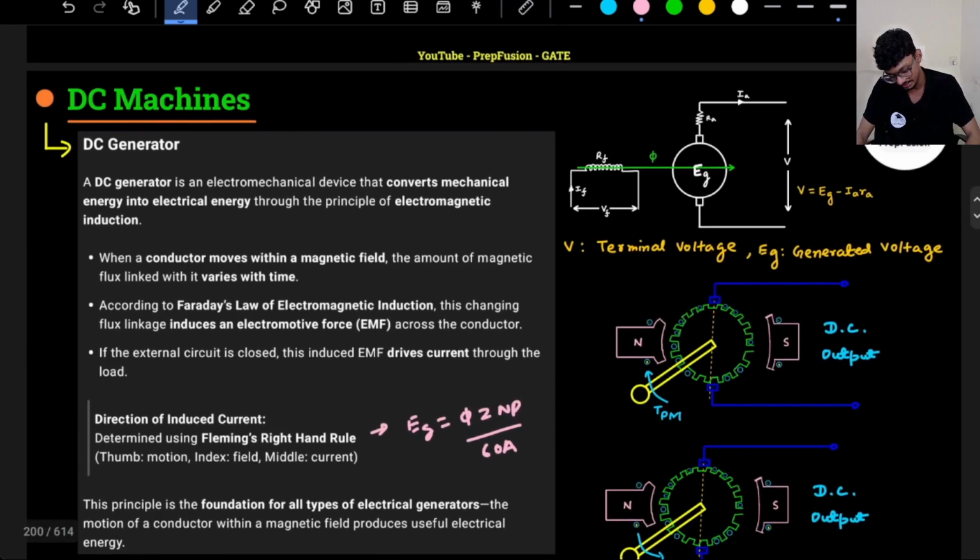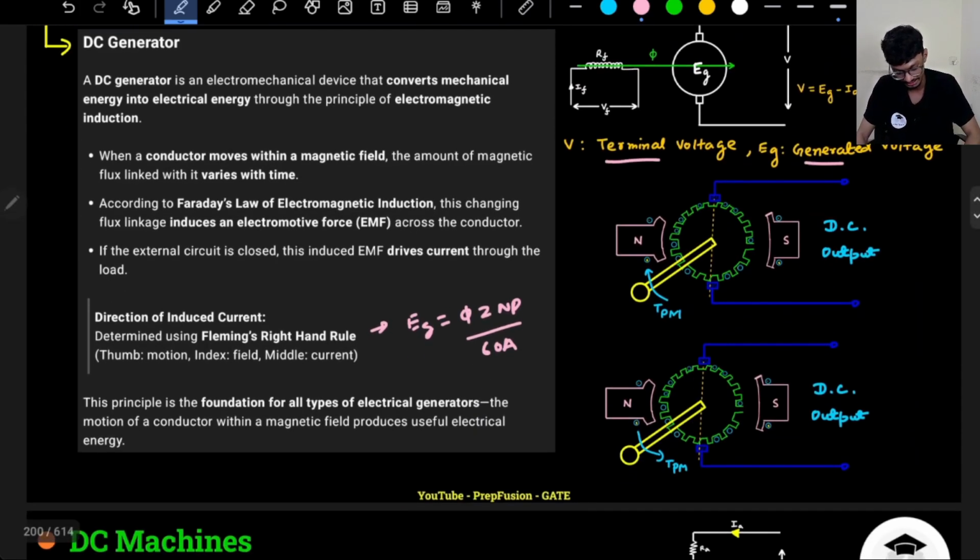So one more thing is that this is known as the terminal voltage, this is known as the generated voltage, right? These are the important things that you should keep in mind for a motor and a generator.